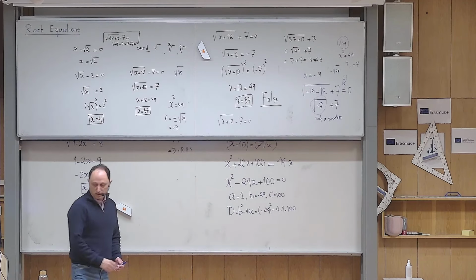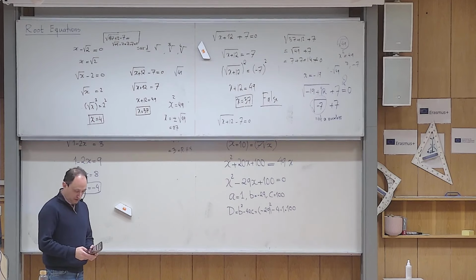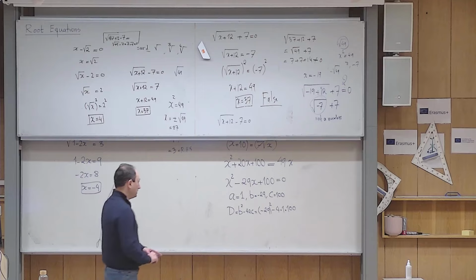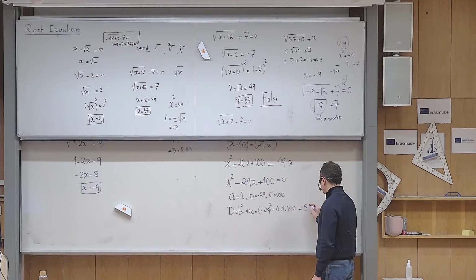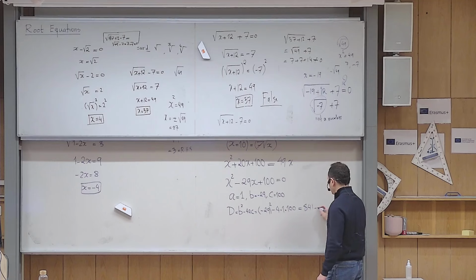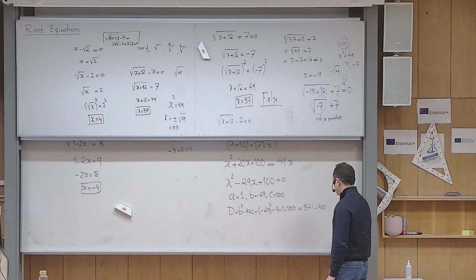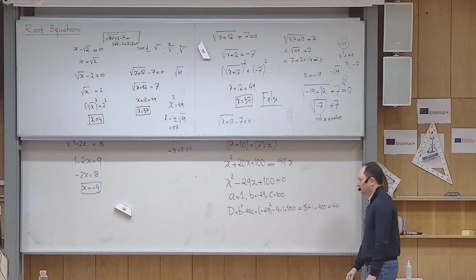So what is 29 to the power 2? Do you know? Let me check it. 29 times 29 is 841. So this is 841, this becomes 400, the sign is negative, and it becomes 441. Yes?